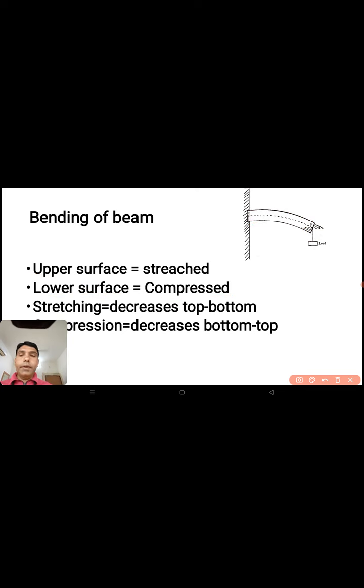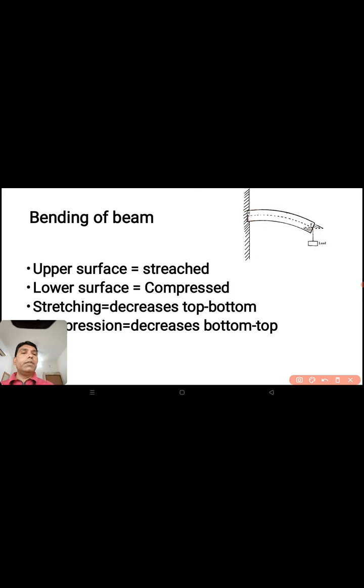Another important factor is that the stretching at the upper part decreases slowly up to the middle. The compression is maximum at the bottom and keeps decreasing up to the middle. The middle part is called the neutral axis, where there is no compression and no extension.